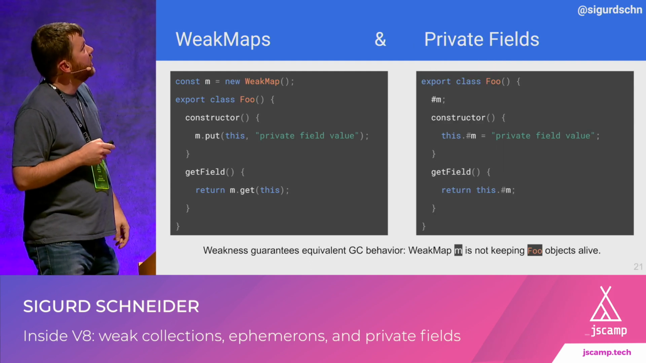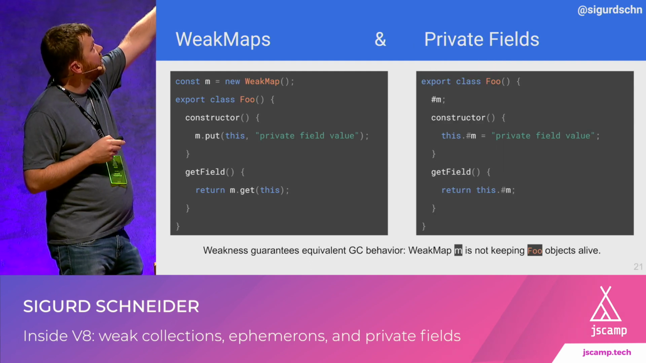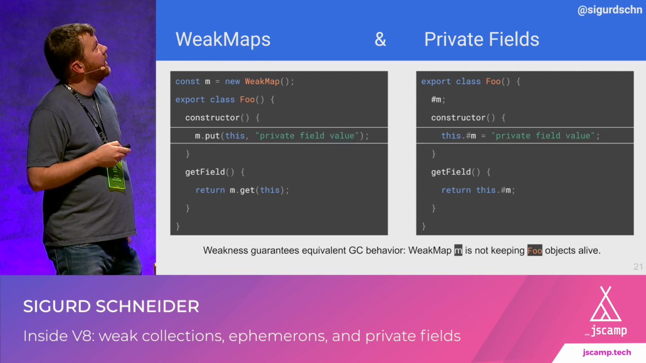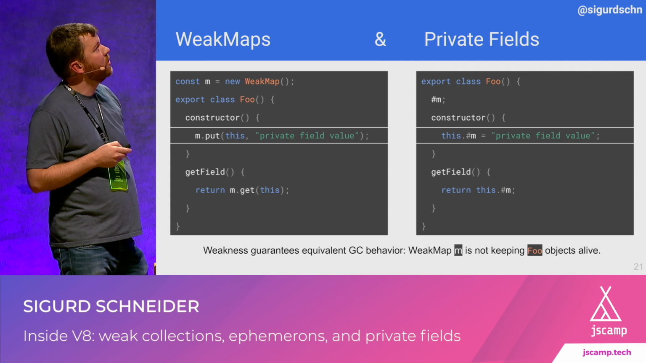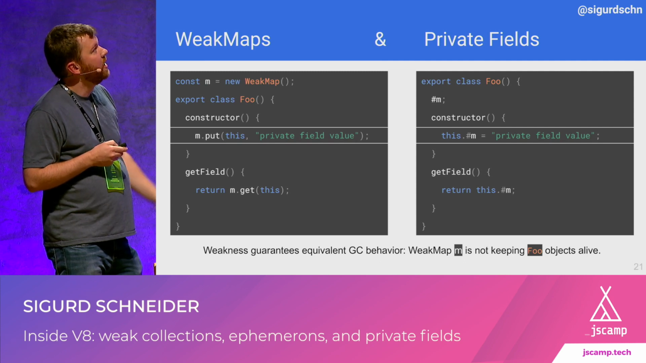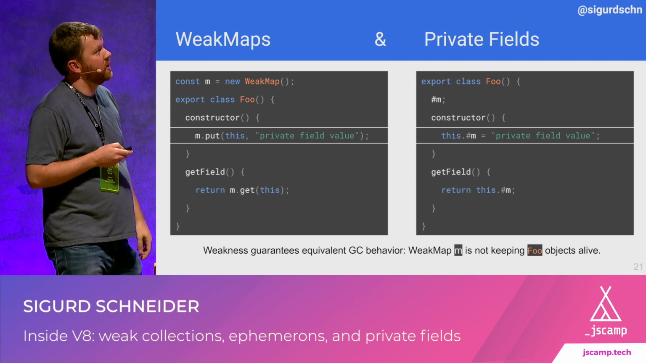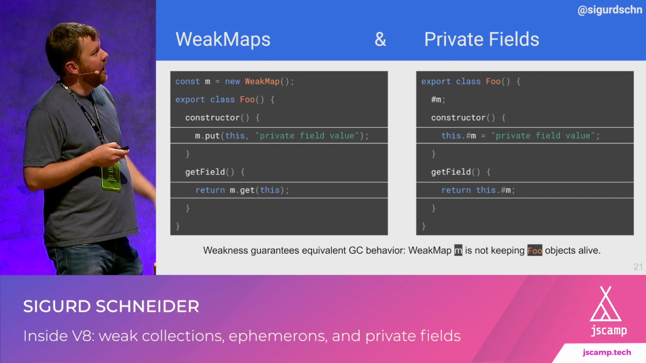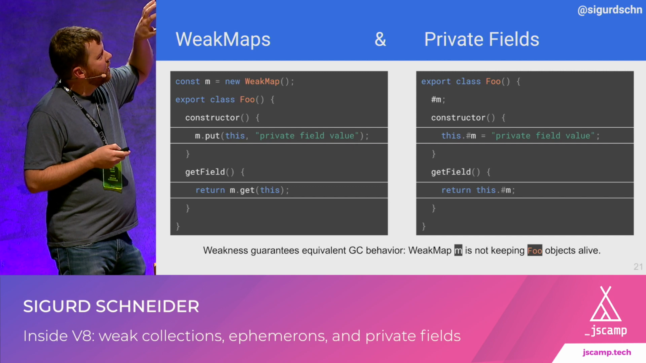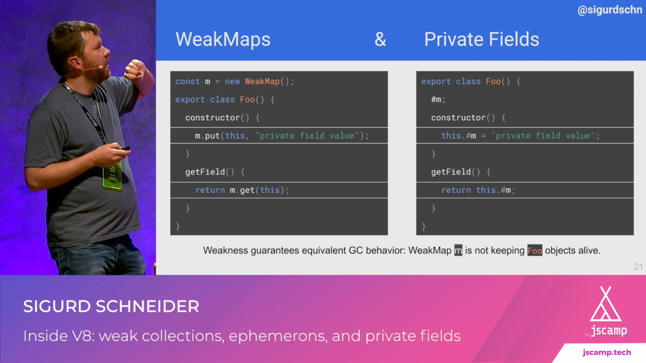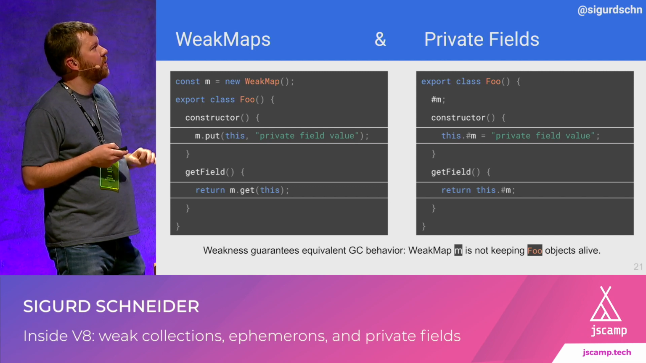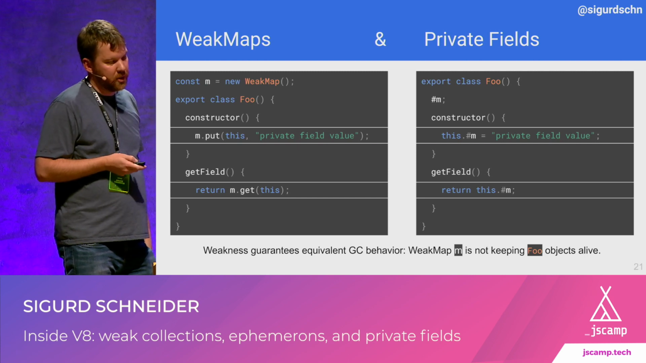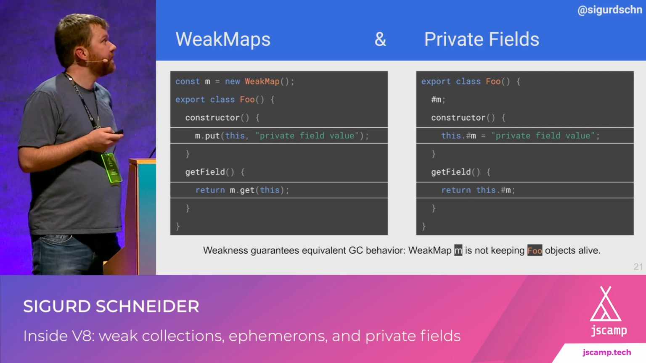Okay, so here's the cheat sheet. This is the class with weak map. That is the class with private fields. And in the weak map version, you do a put with this as a key, and the private field you can just use as a normal property, and the same goes for accessing. Again, this is the same behavior from the point of view of the GC, because the weak map does not keep the foo objects alive.